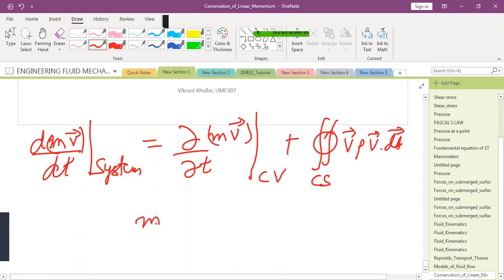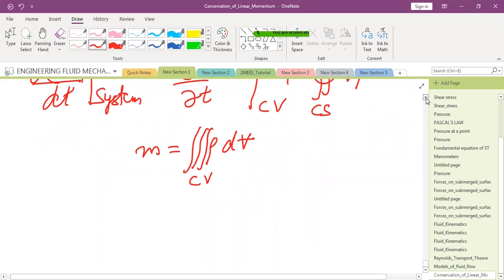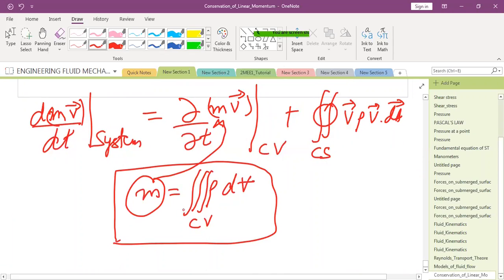Now what is m equal to? If you remember, m is equal to rho into small volume, the triple integral. Any doubts? This m here can be written down as this or not? Is this clear to you? Any doubts to anyone?